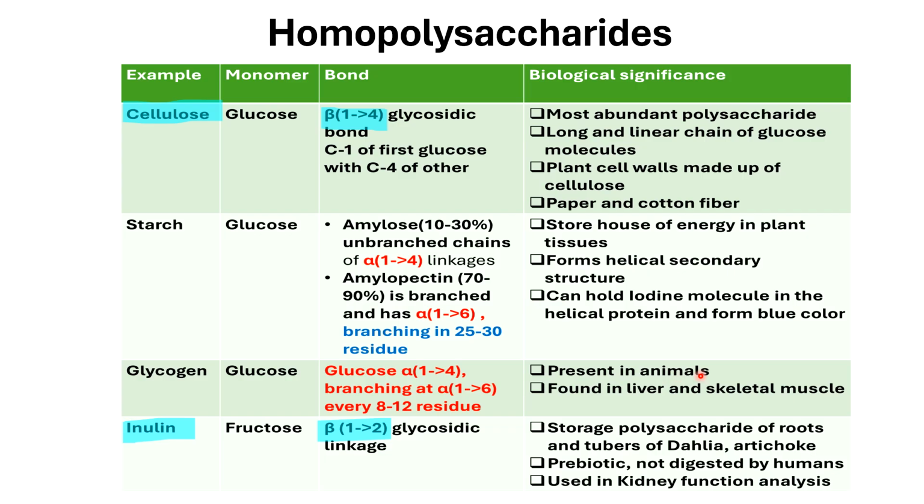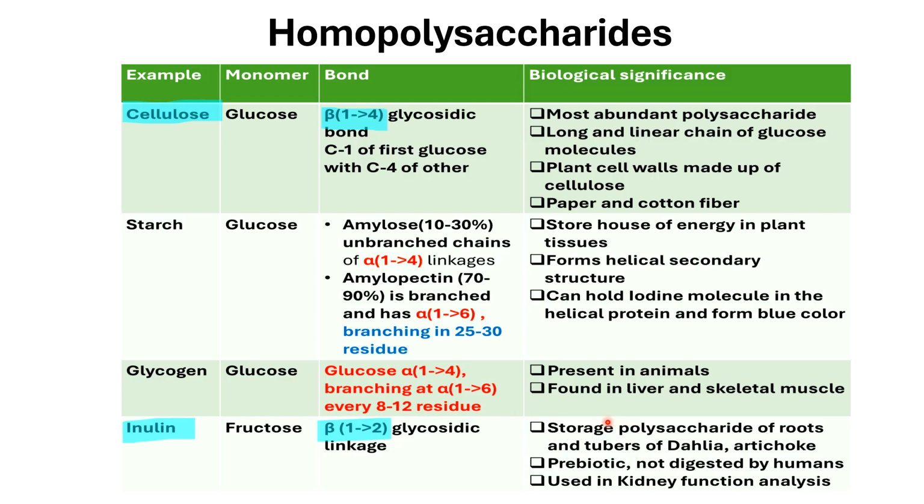Clear? Now, the third example is glycogen. Glycogen is present in animals. It is found in liver and skeletal muscle. Its repeating unit is also glucose. The structure of glycogen is similar to amylopectin. The only difference is that in amylopectin, the branching happens after the 25th to 30th residue, but here it will happen earlier, after every 8 to 12 residues.